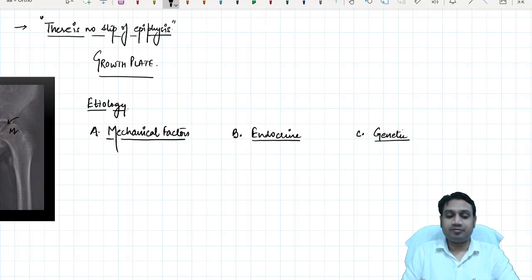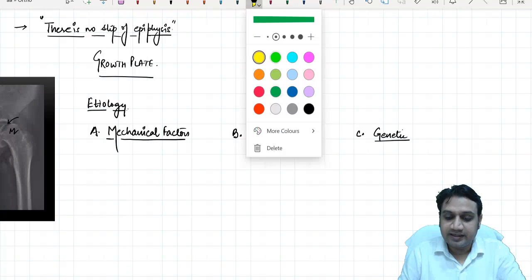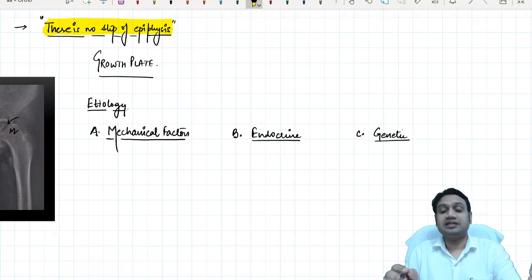So there is no slip of epiphysis. That is the most important thing you have to remember. Please don't forget this. In your exams also, they ask you what is the direction of slip of epiphysis in SCFE. So do remember, there is no slip of epiphysis in SCFE. That is the most important point.